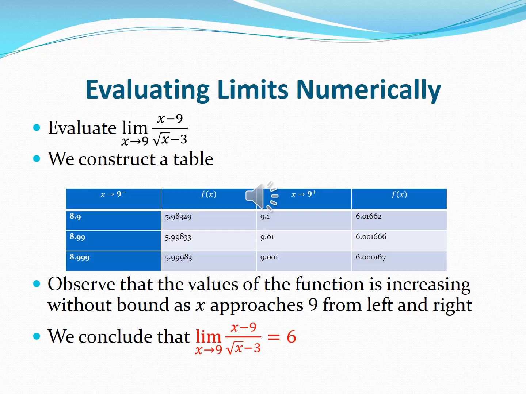5.98329. And for the second one, when we plug in 8.99, we find 5.99833, and when we plug in 8.999, we find 5.9998. And if we observe these numbers, we can estimate they are approaching 6. So we say the left hand limit is equal to 6. And when we plug numbers like 9.1, 9.01, 9.001, we also get numbers that are closer to 6. Then the right hand limit is equal to the left hand limit, so we conclude that the limit of the function is equal to 6.